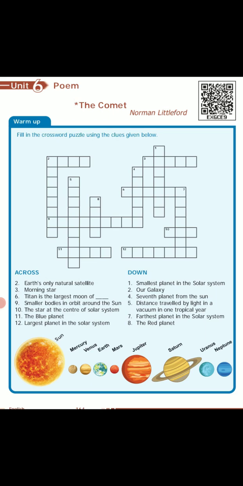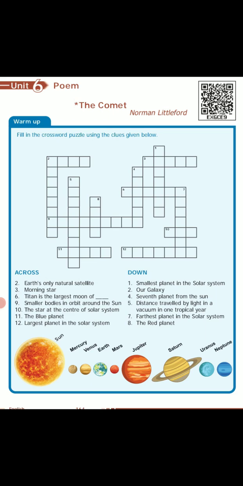Because earlier we believed that Pluto is the smallest planet, but it is too small to be considered a planet. So, Mercury is the smallest planet in the solar system. Likewise, which is our galaxy, can you say? Milky Way. Fourth, the seventh planet from the sun. Which is the seventh planet from the sun? Can you say? See the picture and find out. Uranus.